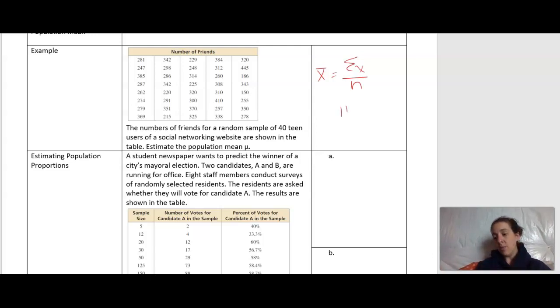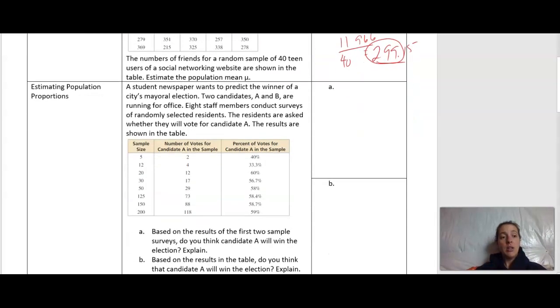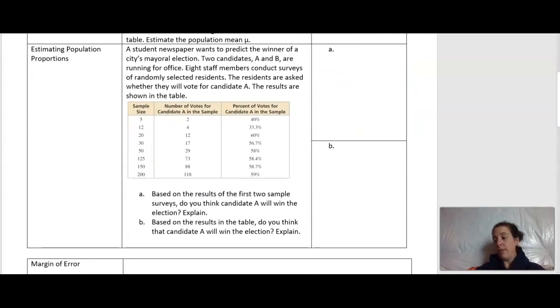So once I do that, I end up with 11,966 divided by 40, which is approximately 299.15. This data, remember, is about the number of friends that we have. We can't have partial friends. So in order to estimate this, we would say that the population mean is about 299 friends, because we can't have decimals of friends. That just would be really weird. Okay, so now let's keep rolling.